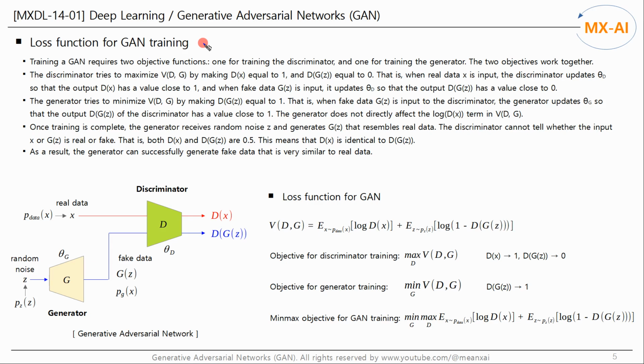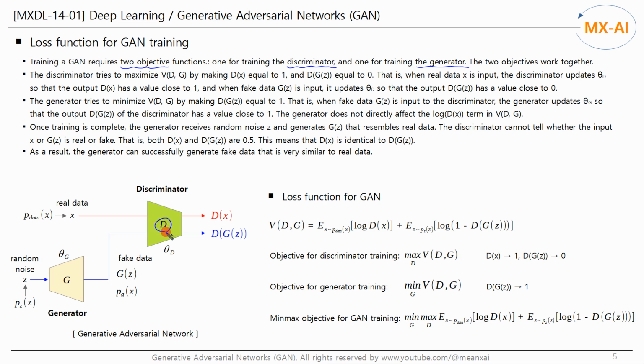Next, let's look at the loss function for GAN training. Training a GAN requires two objective functions, one for training the discriminator and one for training the generator. The two objectives work together. First, let's define the notations used in the GAN model.